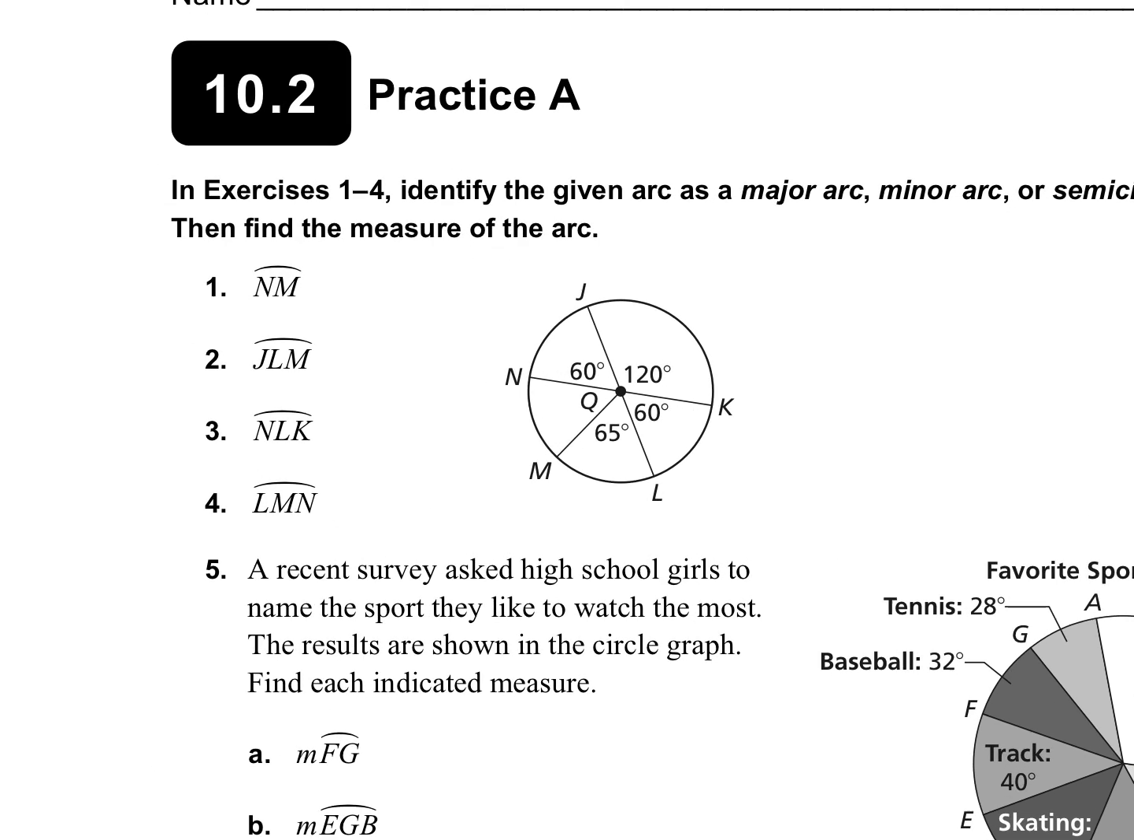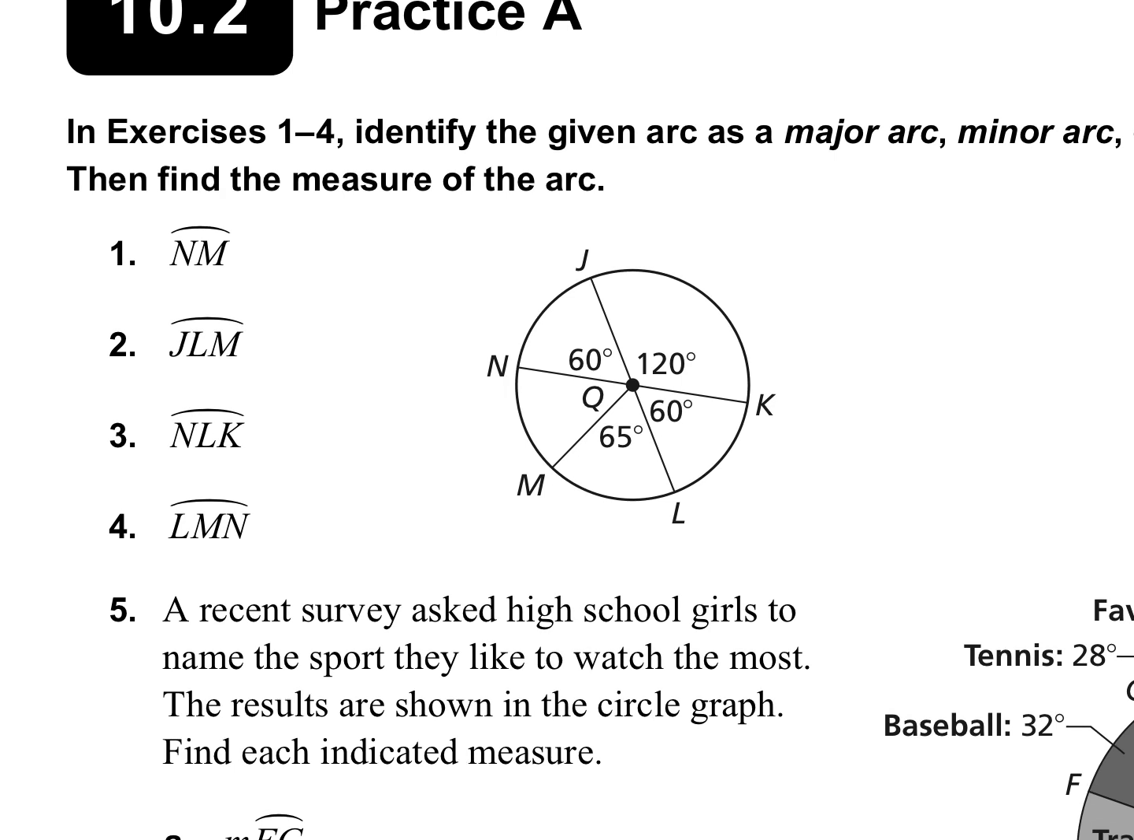Looking at 10.2, you have to identify the major arc, minor arc, or semicircle, and then tell me the measure of the arc. So I'm going to kind of do them in different colors so you could find them. Some of you were asking, NM, how do I know it's going this way and not the other way, not all the way around? Always take the shortest route, okay? Always take the shortest route of what they're giving you. So NM is going to be right here.